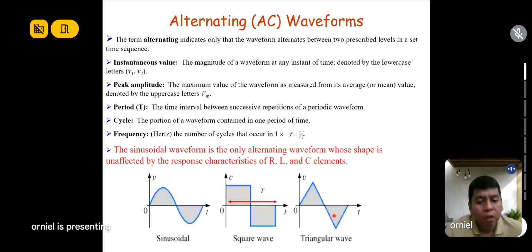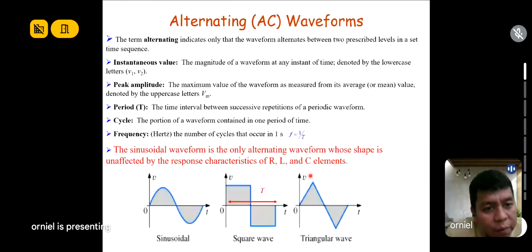Triangular wave. So if I'm going to choose, which is better: the sinusoidal, square wave, or triangular? For me, the sinusoidal waveform is better. This is the only alternating waveform whose shape is unaffected by the response characteristics of different elements, from the resistor, inductor, and at the same time the capacitor. So this is the perfect waveform compared to the square wave and the triangular wave.